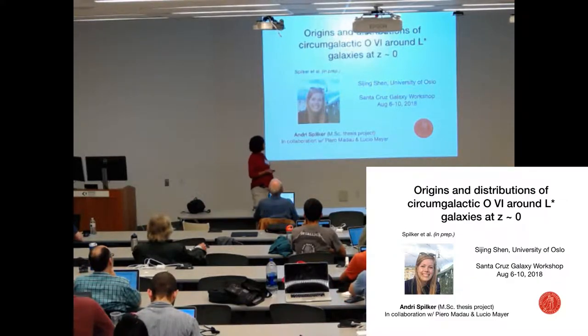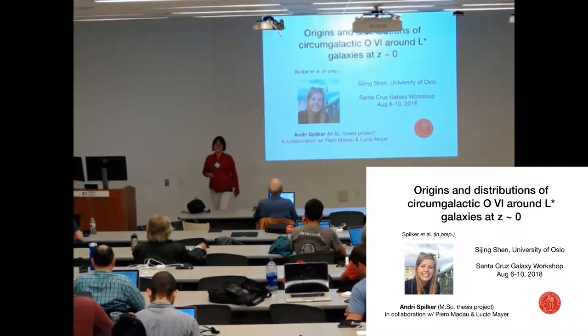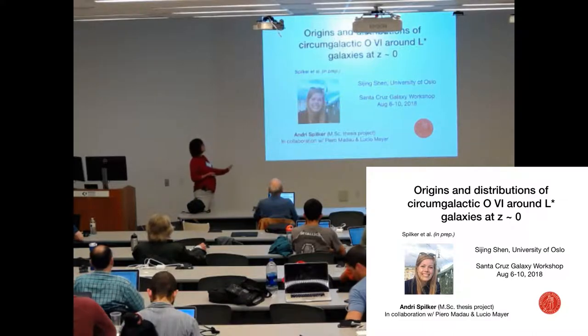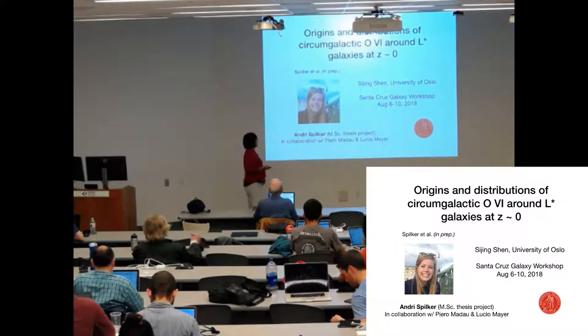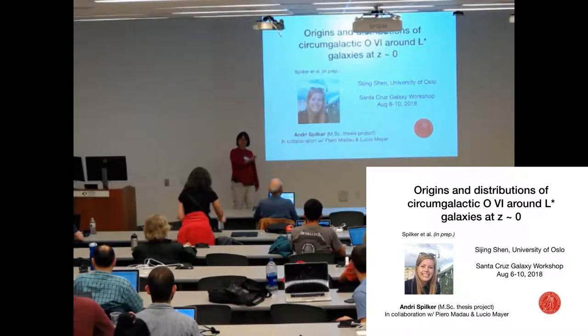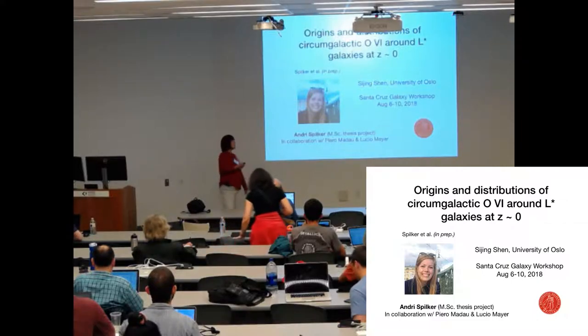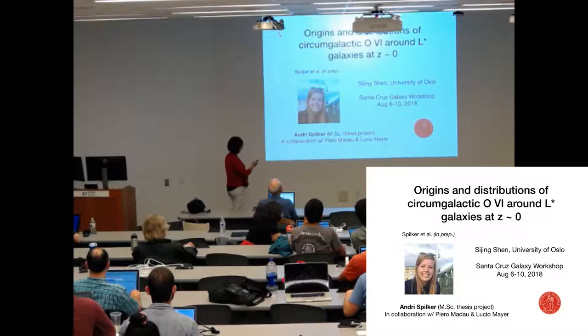Today I'm going to talk about oxygen 6, one ion, maybe a little bit of other ions, around star-forming galaxies close to redshift 0. Most of the work was done by my master's student, Andrea Spielke. She did the master thesis project with me in the past year, and we're writing it up now, so stay tuned. A paper will come out soon.